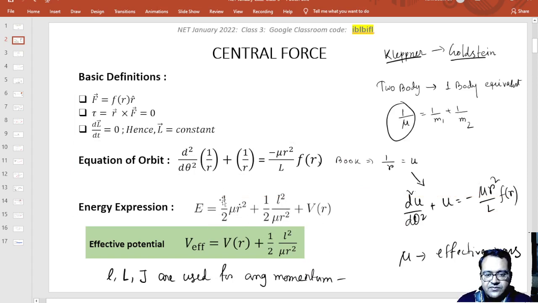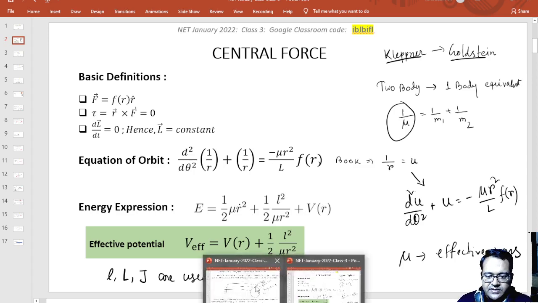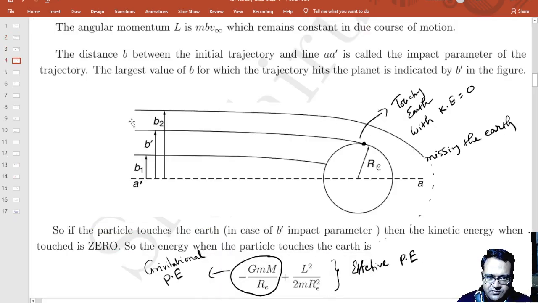So even if this kinetic energy r dot may be 0, both these two terms will be there in the energy expressions. So just don't make a mistake like this. I know many people will make a mistake if you ask what will be the energy when it just touches it. 99% of the people will just see this term, but this is the centrifugal term, which is always present in the central force problem. This is a one body equivalent of a two body problem, so this will be there.